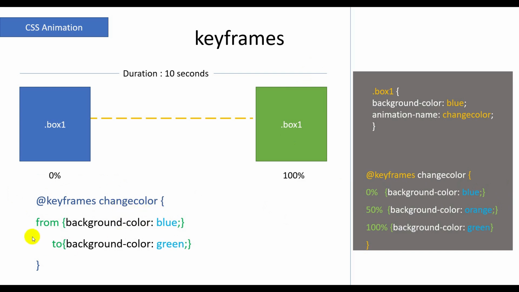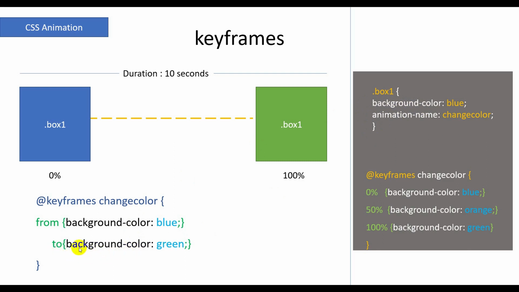So here in this case, we have two time frames. One is from and the second is to. So from is basically 0% starting and to means 100%. So inside we are mentioning the property and the value. So initial property is set to blue. Even if we skip that, even if we keep it blank inside, then also it's going to be the initial state, the original property of the element.